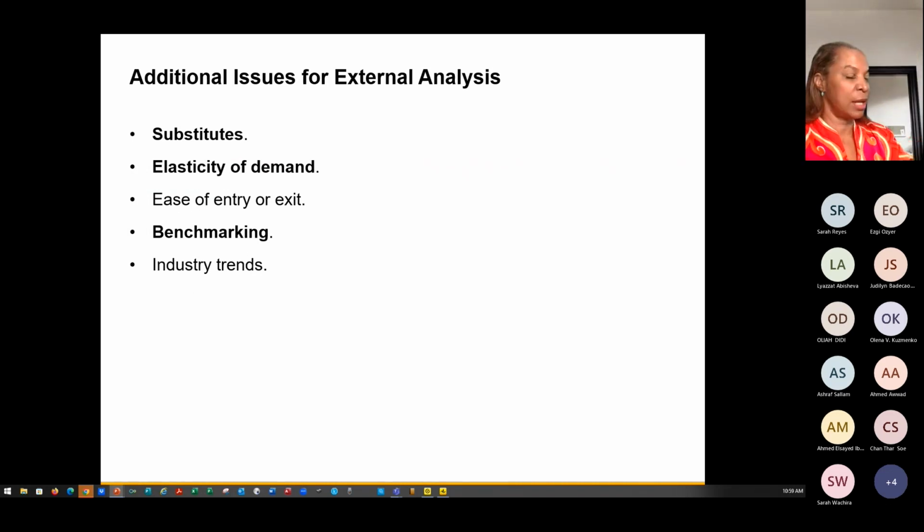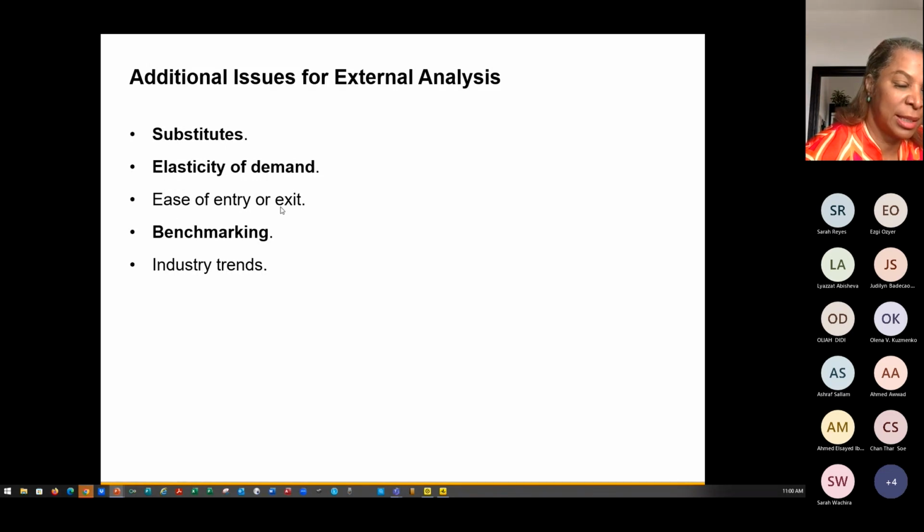You want to also look at any kind of substitutes. As I mentioned before, a substitute for a golf course could be a driving range. I don't have to go to a golf course and do 18 holes. I can go to a driving range and just practice my swing. All right. Elasticity of demand, we'll look at what that means. That means demand will increase or decrease based on price.